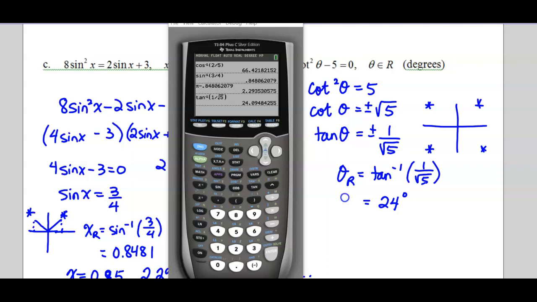So then what I like to do, before I do the general solution, I just do one rotation. So theta equals, obviously, 24 degrees. The reference is the angle in the first quadrant. Then in the second quadrant, it's 180 minus 24. In the third quadrant, 180 plus 24, and the fourth quadrant, 360 minus 24.